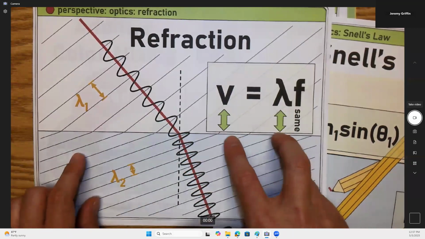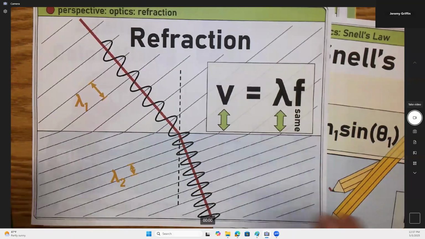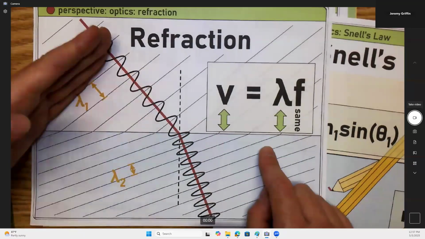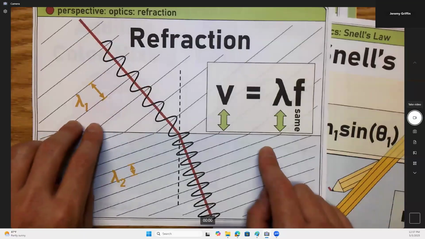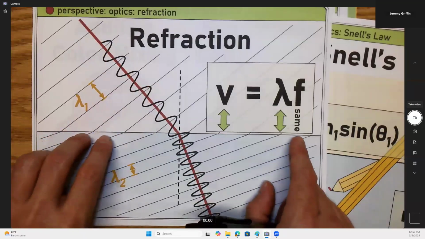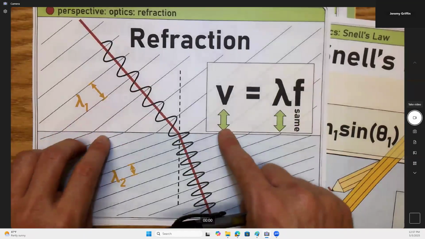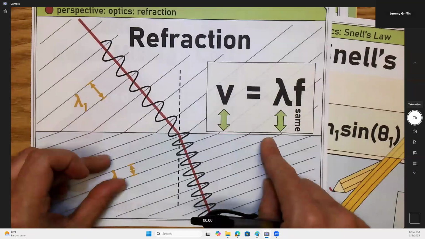So here, there's different ways to explain this. The way I think of it is all these wave crests. You guys see all these black lines of wave crests? The frequency of them leaving the air is the same as them entering the water. So the frequency stays the same. But the speed slows down, so the wavelength also gets smaller by the same proportion.